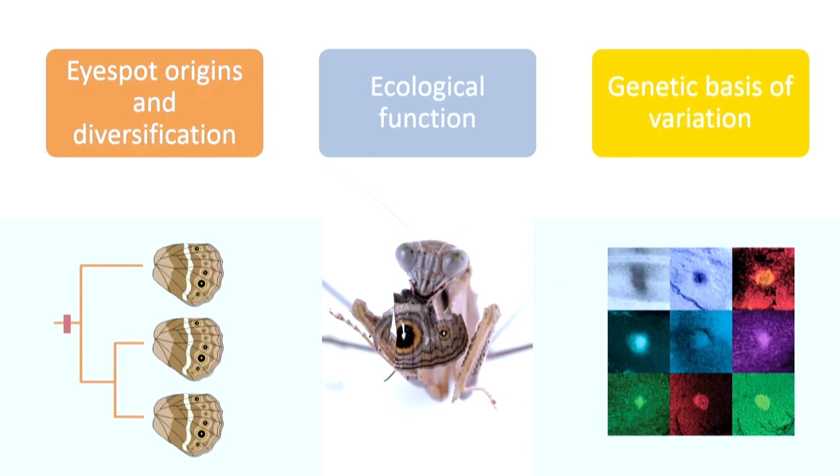these insects. My talk actually has these three parts, so I'll be talking a little bit about eyespot origins and diversification in terms of number, and then the ecological function of eyespots, addressing why we have different numbers of eyespots, primarily on forewings and hindwings, and then a little bit about the genetic basis of those differences.